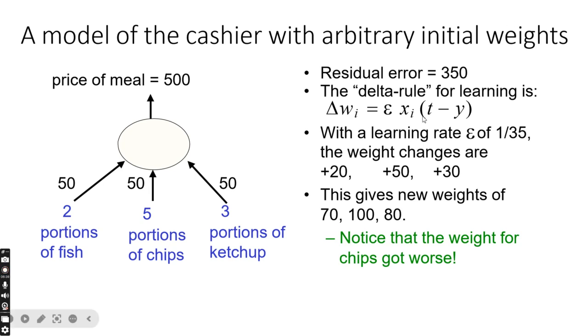Now take the delta Wi equal to epsilon of xi into t minus y. With a learning rate of epsilon 1 by 35, the weight changes are plus 20, plus 50, plus 30. This gives the new weights 70, 100, 80. 70 portions of fish, 100 portions of chips, and 80 portions of ketchup. Notice that the chips weight goes worse.